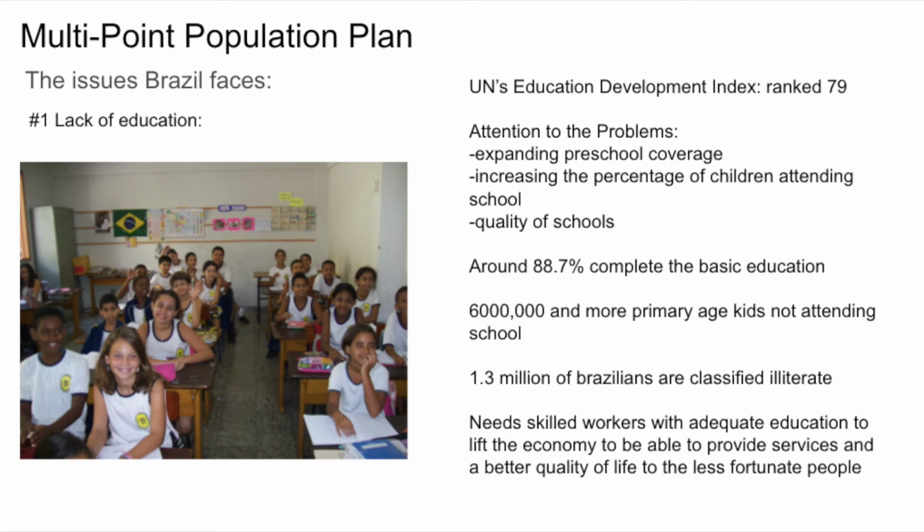This then leads to the other problem that Brazil faces, which is the attendance of school children. Around 88.7% complete their basic education, with 600,000 or more primary age kids not attending school at all. Of the kids who are in school, around one-third have to repeat a grade at least once in their schooling years. When looking at the population as a whole, around 1.3 million are classified as illiterate.